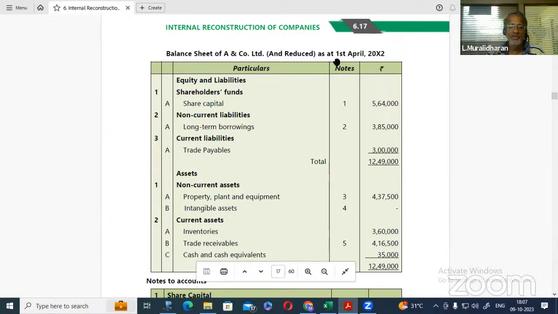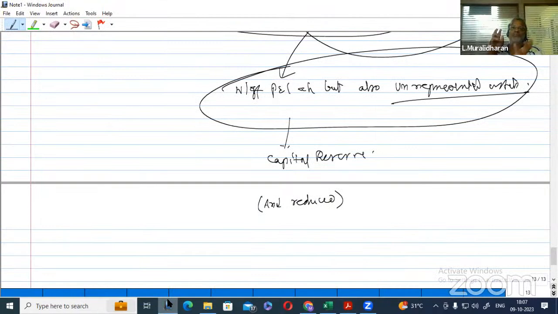See, "and reduced." That means a stigma is embossed on the name of that particular company, whereby by reading the face of the balance sheet itself, people will be alerted. Okay, you have got to be very careful with this company which had undergone a sweeping change to their convenience, and therefore they will be a little apprehensive, or they will take up their own cautions.